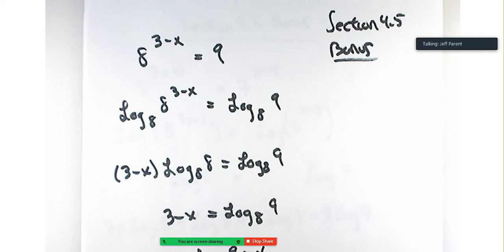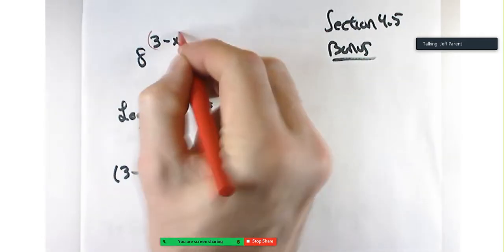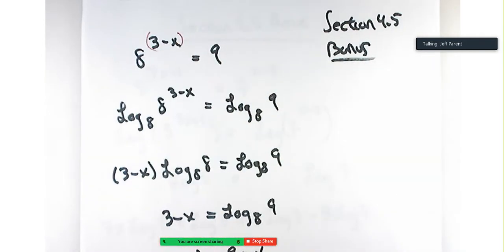So section 4.5 is where we start putting all things together from chapter 4. We start solving exponential and logarithmic equations. Now, this is an example of an exponential equation. You've got a variable in the exponent.